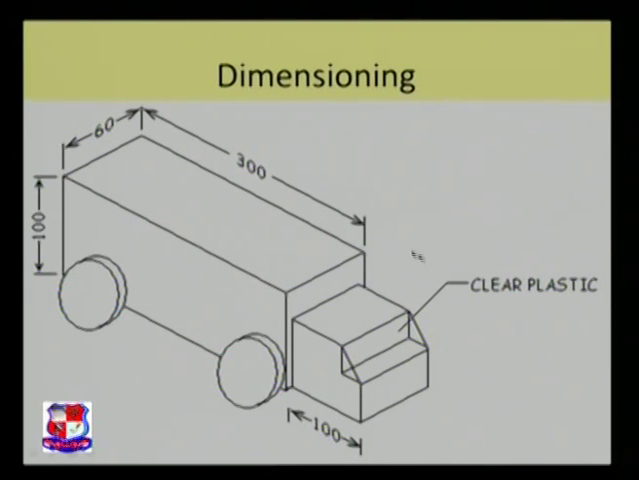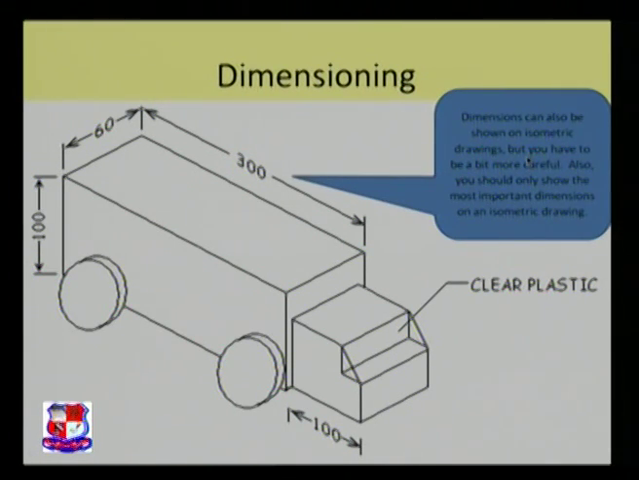This would be an isometric drawing for the toy truck. If you want to denote dimensions in the isometric drawing, then you can denote them like this, parallel to the line: 100 mm cabin length, 100 mm trailer height, 60 mm width and 300 mm length. Sometimes you need to write an instruction, then you can use a leader and write the instruction that this glass would be clear plastic glass.